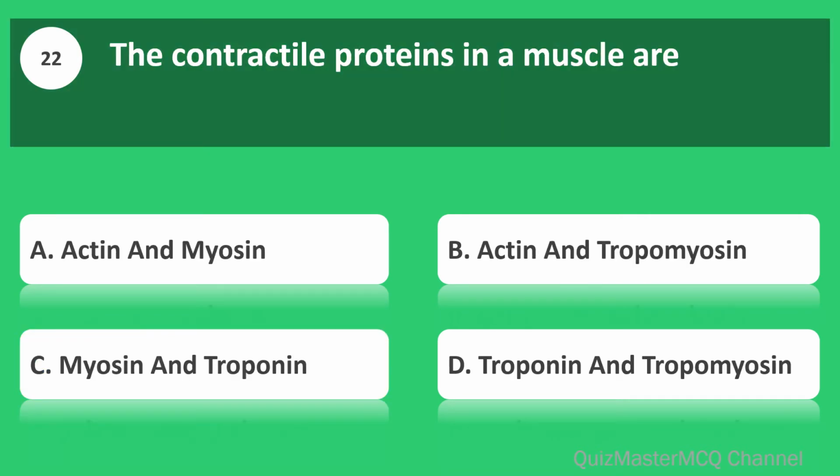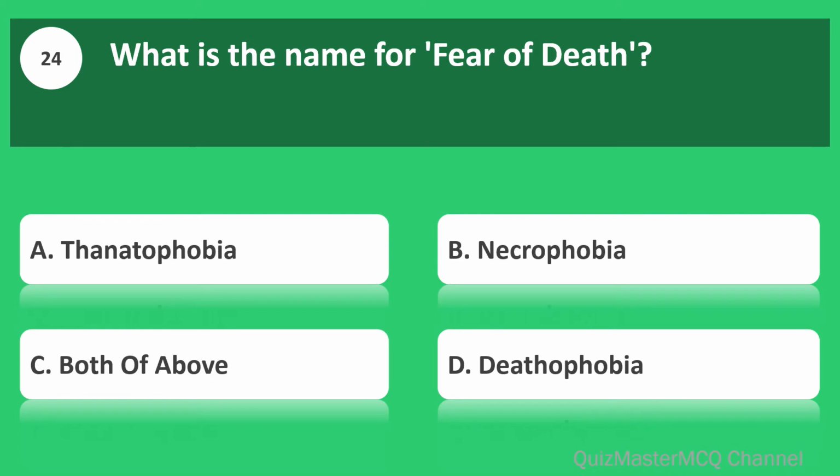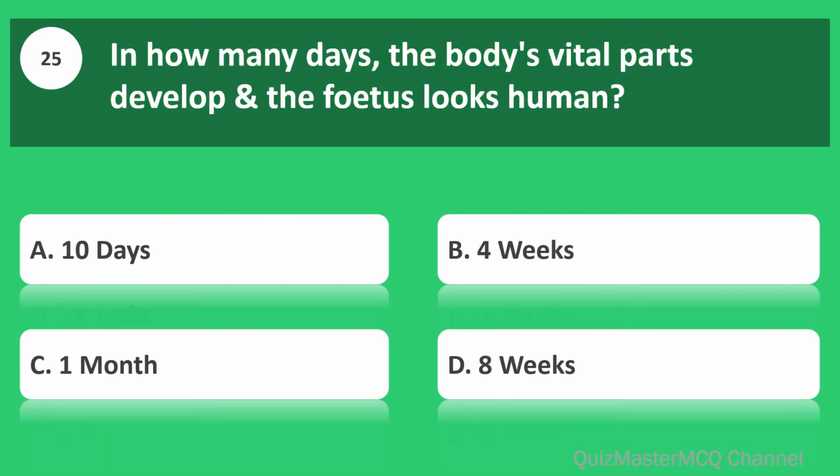The contractile proteins in a muscle are actin and myosin. The brain forms 2% of our body's mass, but receives how much of the body's blood supply? 0.2. What is the name for fear of death? Both of above. In how many days the body's vital parts develop and the fetus looks human? 8 weeks.